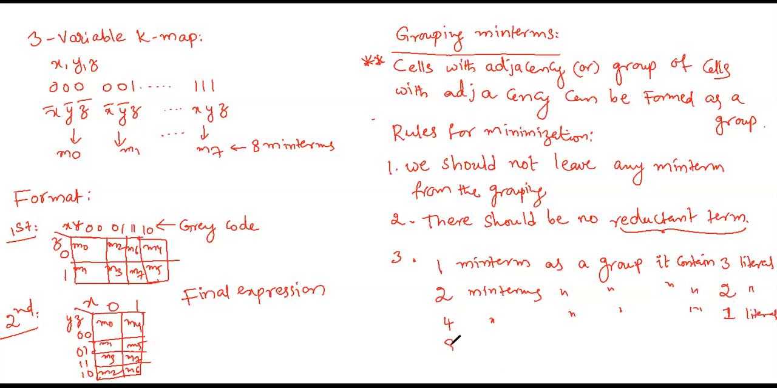If you form 8 minterms as a group, it is equal to 1. These are the rules for minimization of three variable K-map. Now we will see one example. With one example, you can understand better.